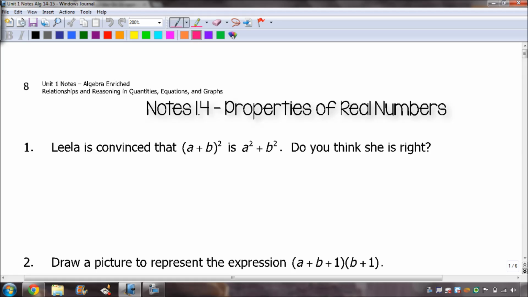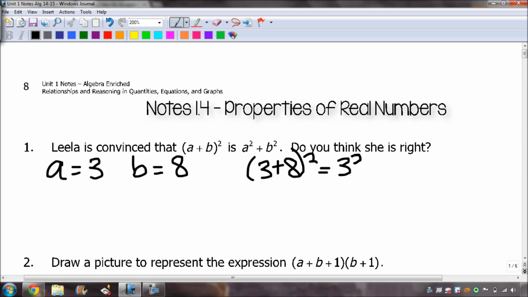If I take a plus b squared, it would make sense that I could distribute this square through, and you would end up getting a squared plus b squared, right? But let's try it with real numbers and see what ends up happening, okay? So let's make up random numbers. I'll say a is 3, and let's say b is 8, for example. So I want to know, is 3 plus 8, the quantity squared, equal to 3 squared plus 8 squared? All right, so let's see if this works.